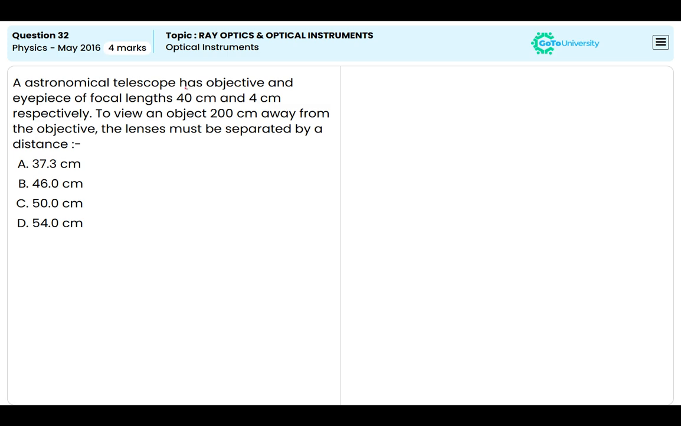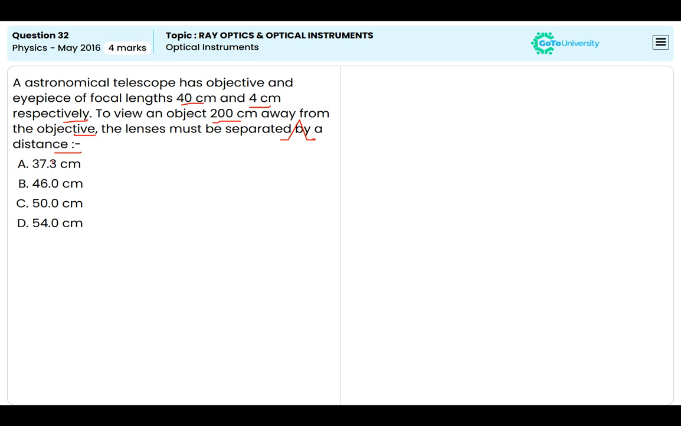The astronomical telescope has an objective and eyepiece of focal length 40 centimeter and 4 centimeter respectively. To view an object 200 centimeter away from the objective, the lenses must be separated by a distance. What is the distance between the two lenses that we need to find here?